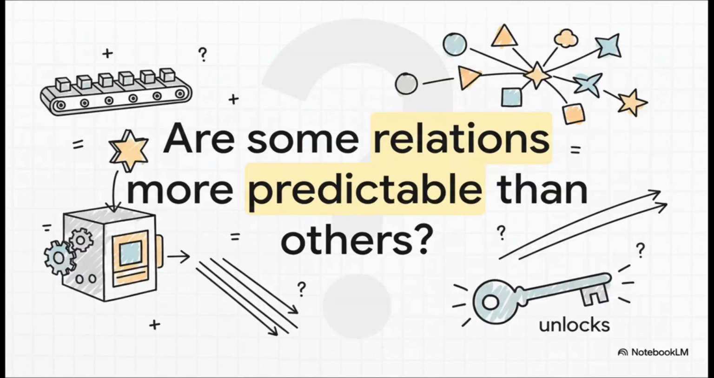Which leaves us with one last, kind of juicy question to think about. If pretty much any set of pairs can be a relation, are some relations more predictable than others? I mean, what if we had a special, more well-behaved kind of relation where every single input gives you one and only one possible output? Well, that question right there, that's the key that unlocks the next giant topic in mathematics.